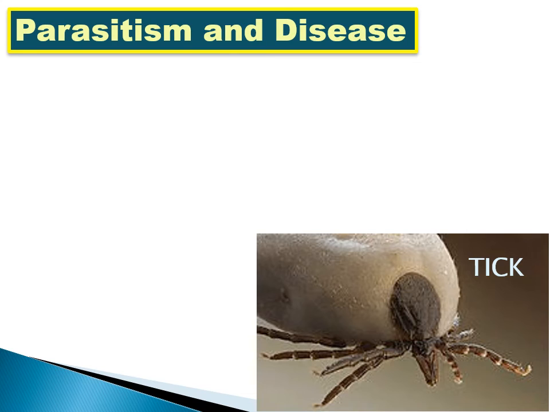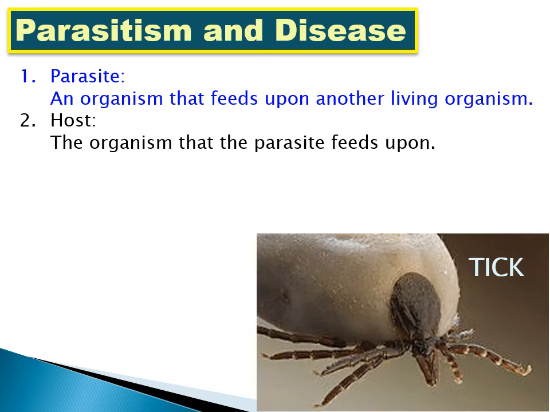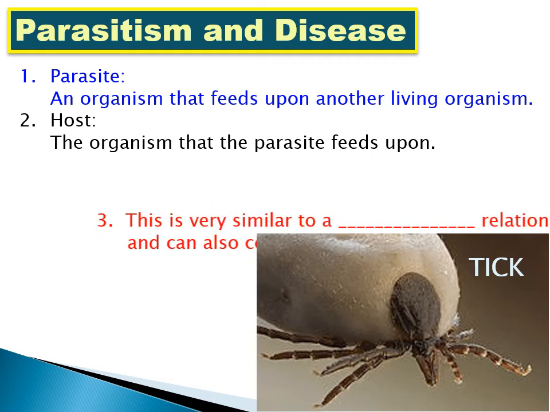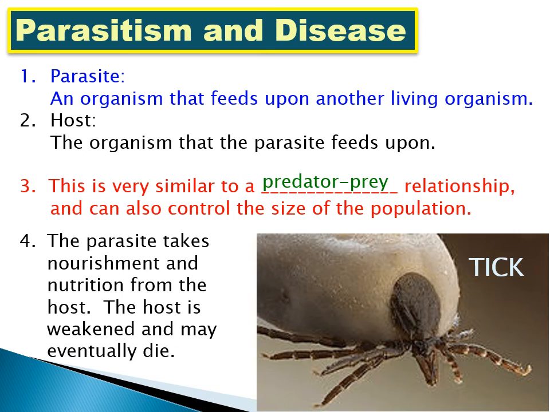So parasites and disease play a role in limiting population size as well. So a parasite is any organism that feeds upon another living organism, very similar to a predator. The difference is that parasites need a host. And so the host is the organism they feed upon or live on in some cases, or even live in. So this is very similar to our predator-prey relationship. All right, it can also control the size of a population. So the parasite takes nourishment and nutrition from the host. Sometimes it can also spread disease, and the host is weakened and may eventually die, which lowers the population numbers.